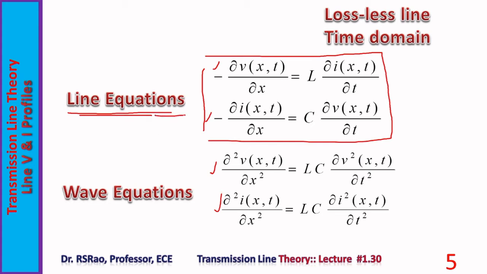Now, line equations, one can notice these are first order equations, whereas wave equations are second order equations. And also note, line equations connect voltages with currents or current with voltage at a particular point. Whereas wave equations involve only voltage on both sides. Left side voltage, right side also voltage. Left side current, right side also current.